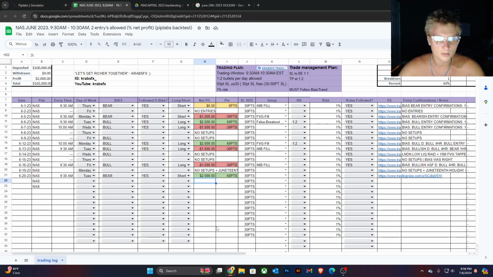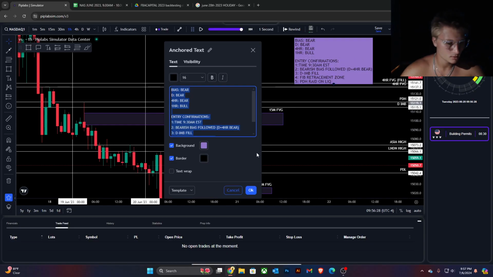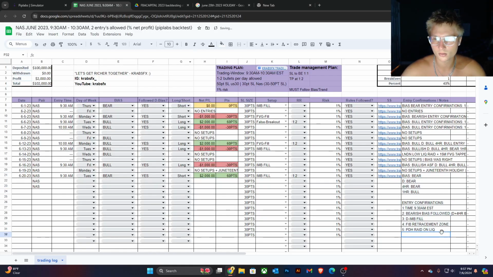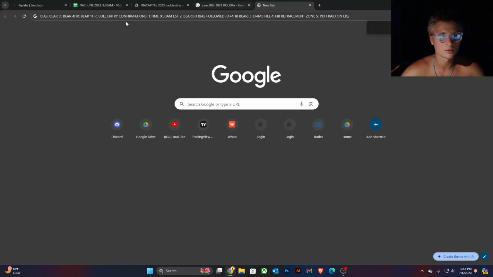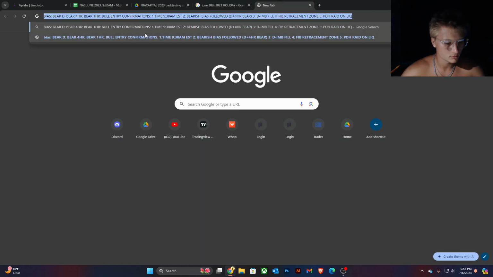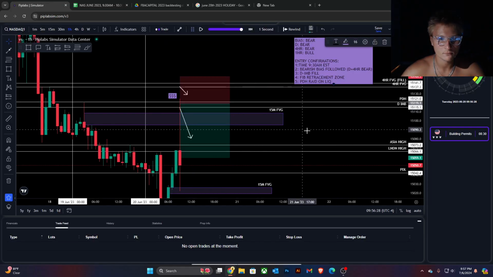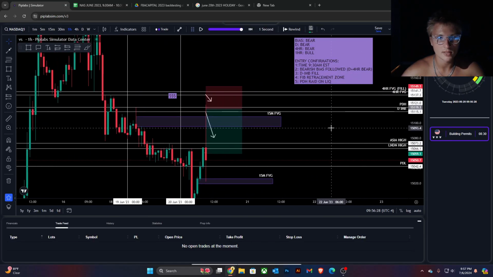Yeah, let's see. Alright, so I'm gonna just mark this up. This was an imbalance fill, 1 to 2 risk to reward. Followed our rules. I'm gonna throw this in. Throw that in there. Throw that right there, and that's pretty much it for that trade.